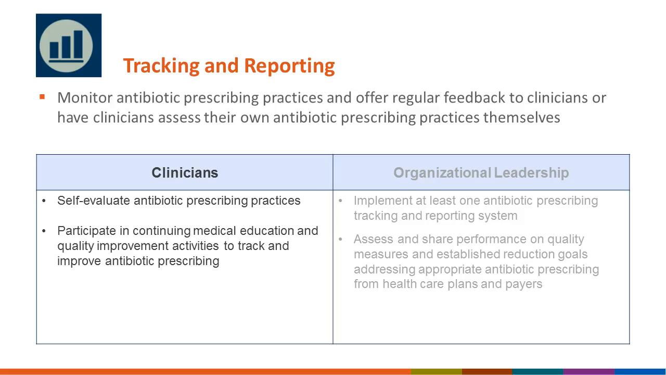Next is tracking and reporting clinician antibiotic prescribing, also called audit and feedback, which means to monitor antibiotic prescribing practices and offer regular feedback to clinicians. For individual clinicians, this will likely mean self-evaluating their own antibiotic prescribing practices to make sure they align with updated evidence-based recommendations and clinical practice guidelines. One way to do this is to participate in continuing medical education and quality improvement activities that incorporate tracking and improving antibiotic prescribing practices. These activities may be available through professional societies and may be used to meet licensure or other educational requirements.